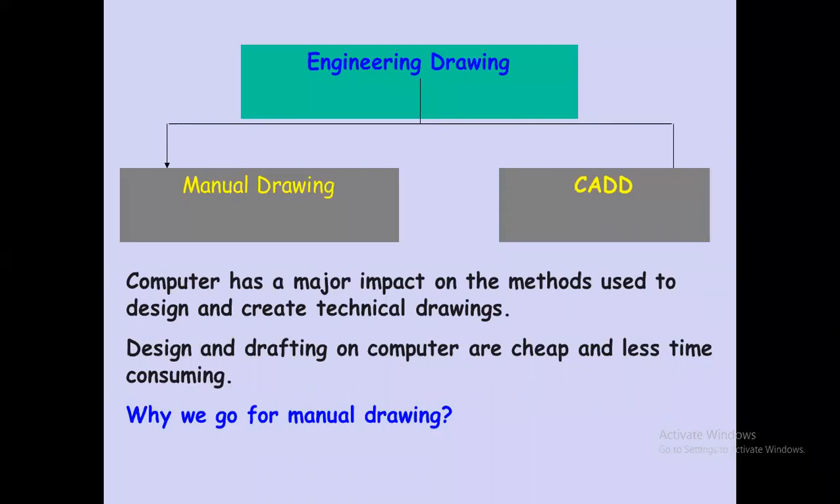A computer has a major impact on the methods used to design and create technical drawings. Design and drafting with computers is cheaper and less time consuming when compared to manual drawing. If you want to draw one drawing manually, it may take 2 or 3 hours.